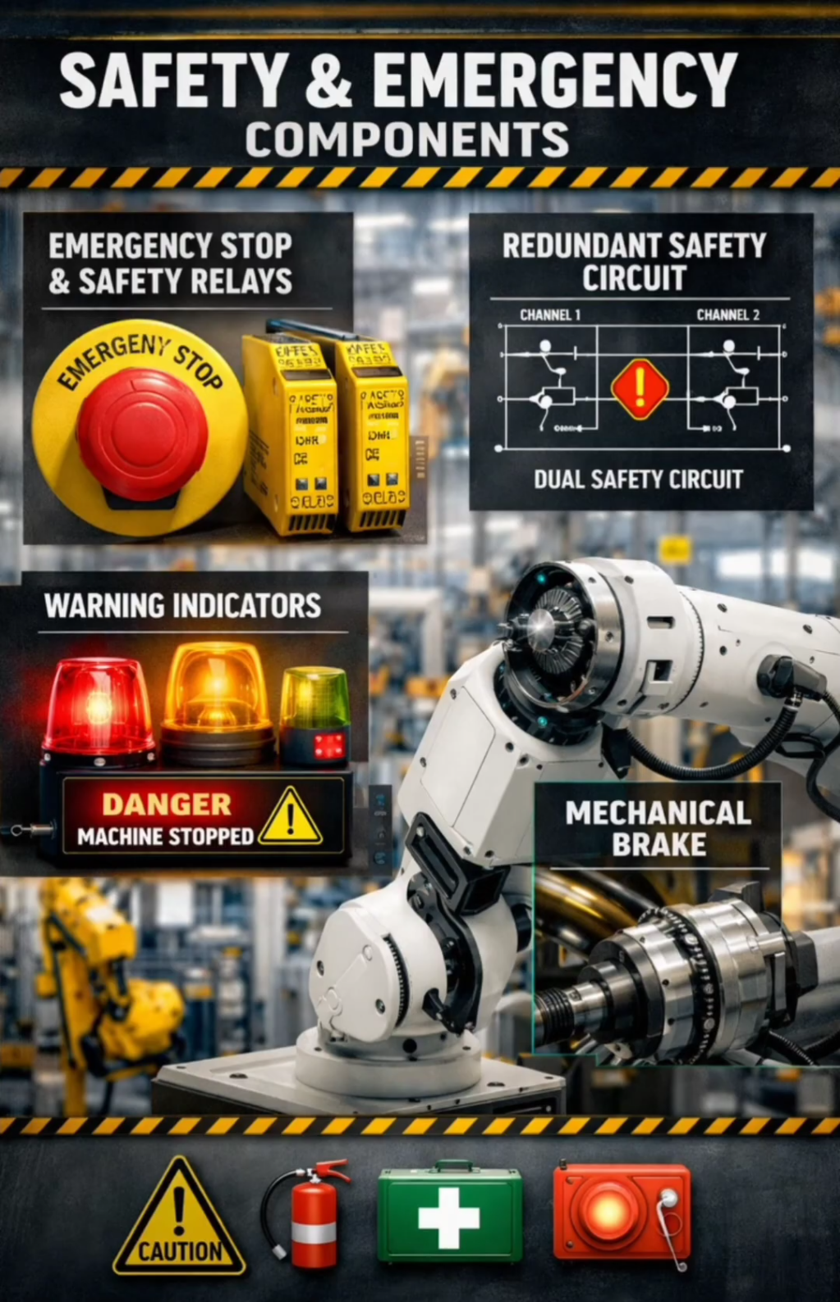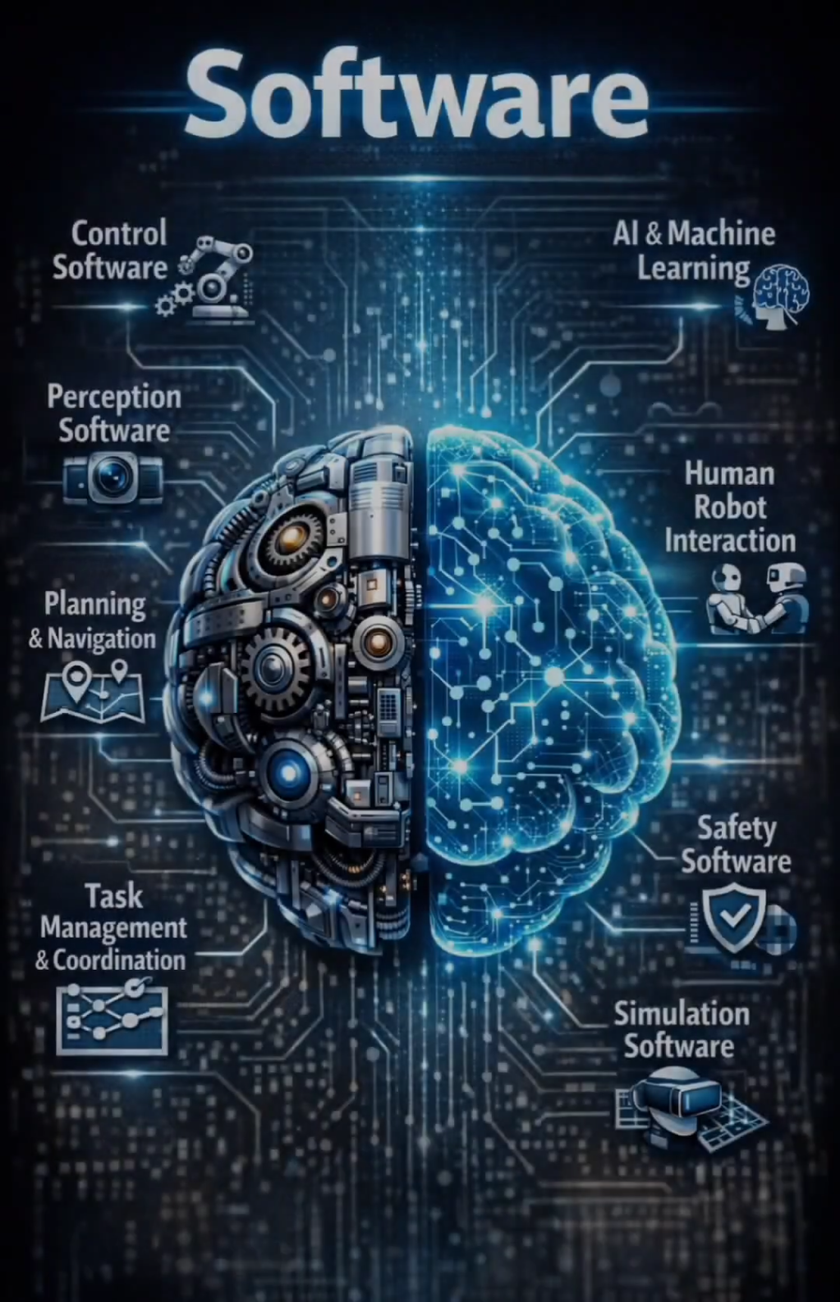Safety and emergency components. Safety systems ensure the robot operates without causing harm. Emergency stop systems, safety sensors, and redundant controls help protect both the robot and its surroundings, particularly in industrial settings. So these hardware components work together to give the robot its functionality, enabling it to perform tasks autonomously or interact with humans, industries, or environments efficiently and safely.